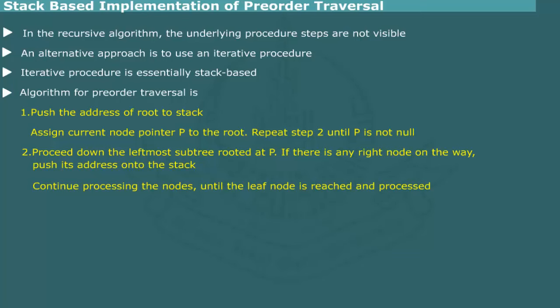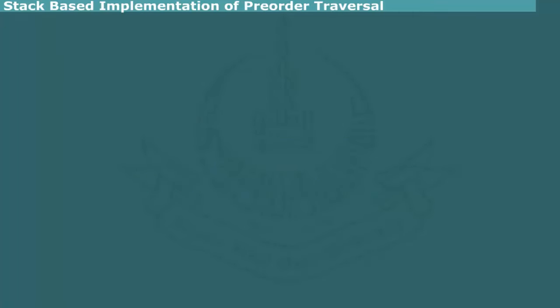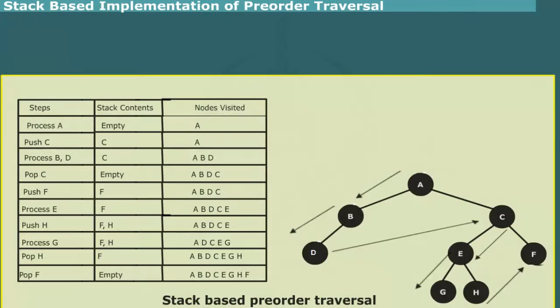Number 3. Pop the stack and assign the popped address to current pointer P. If P is null, exit. Otherwise, perform step 2. Let us consider an example of application of iterative procedure for Preorder traversal. This figure depicts a sample tree.